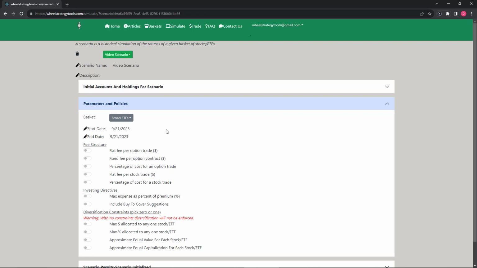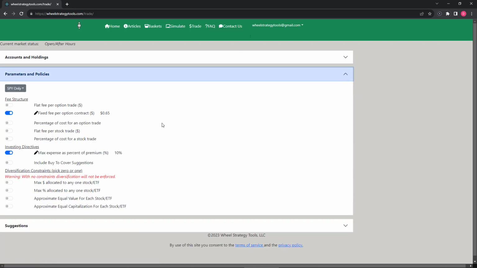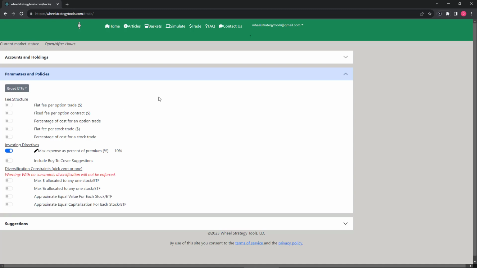If you look in the trade page parameters and policies, you'll see that it's nearly the same. The start and end dates are missing because the trade page always deals in real-time trades. The second section of parameters and policies captures the fee structure of your brokerage. For options, the choices are a flat fee per trade, a fixed fee per contract bought or sold, and a percentage of the cost of the option.